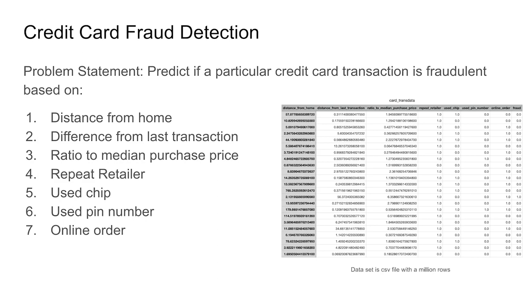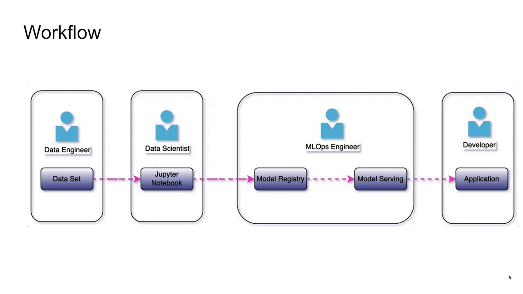Today we'll be building a credit card fraud detection model. Based on these 7 values, like distance from home and difference from last transaction, we will predict if a transaction was fraudulent or not. Now the workflow looks something like this.